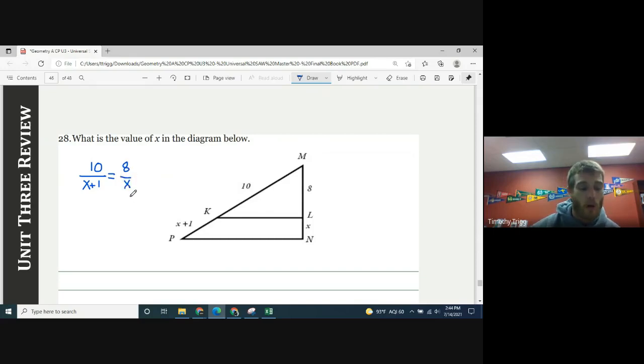Now we want to solve for x. So what we're going to do is cross multiply. So 10 times x is 10x equals, then 8 times x plus 1. The first thing I would probably do is distribute this 8. So the 8 multiplies with both of these in the parentheses, 8 times x and 8 times 1. So that'll give me 8x plus 8.